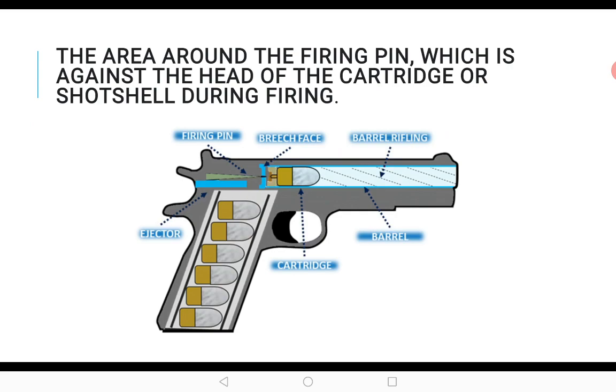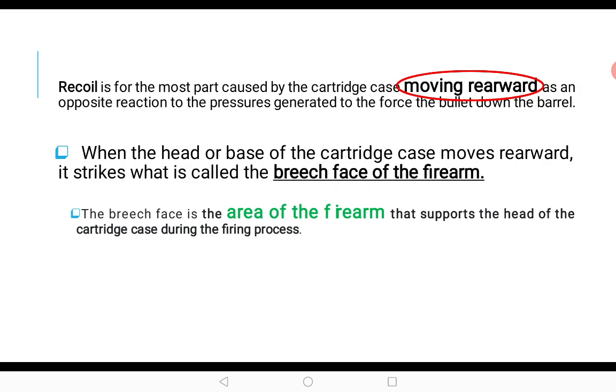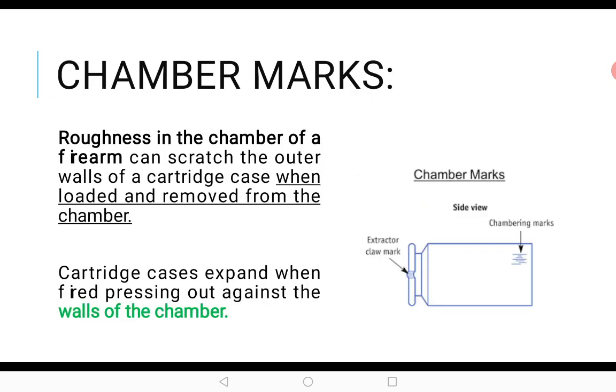Okay, so breech face, it leaves markings on the head of the cartridge case. Why? Because as a result of the expanding gases, the cartridge case is pushed back against the breech face. So again, when the head of a cartridge case slams against the breech face, the negative impression of any imperfection in the breech face is stamped into either the primer of the cartridge case or the cartridge case itself.